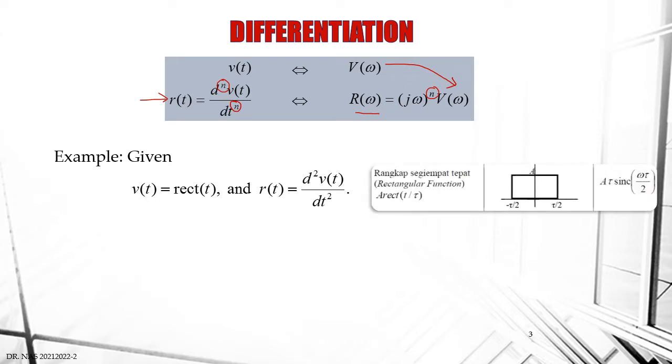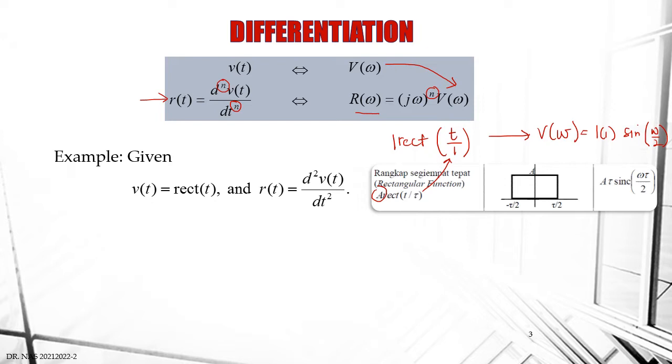So refer to the table for v(t). v(t) is rect(t over tau), meaning tau equal to 1. So your V(ω) equal to Aτ sinc(ωτ/2). Your A equal to 1 and the tau is also 1. So sinc(ω/2).